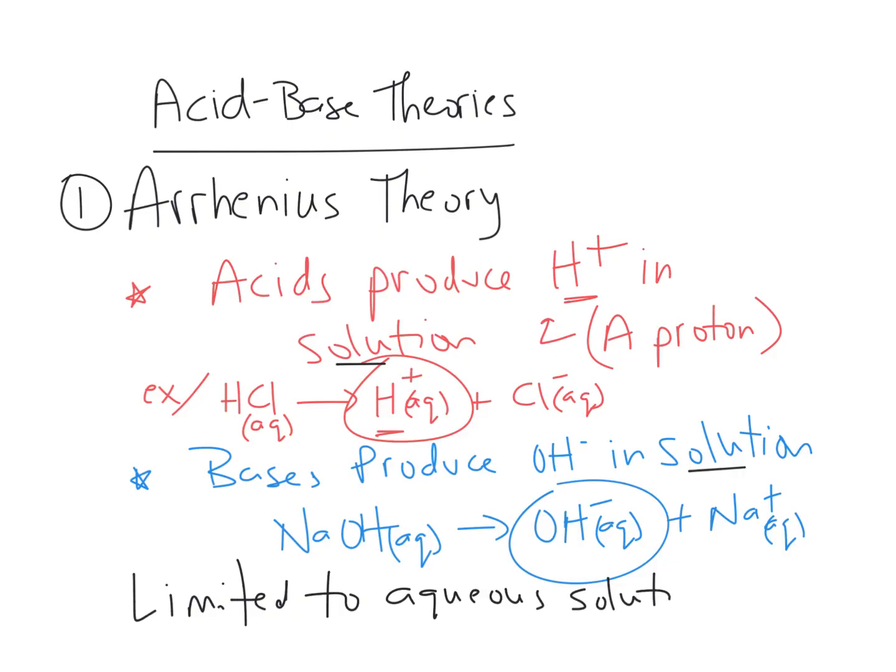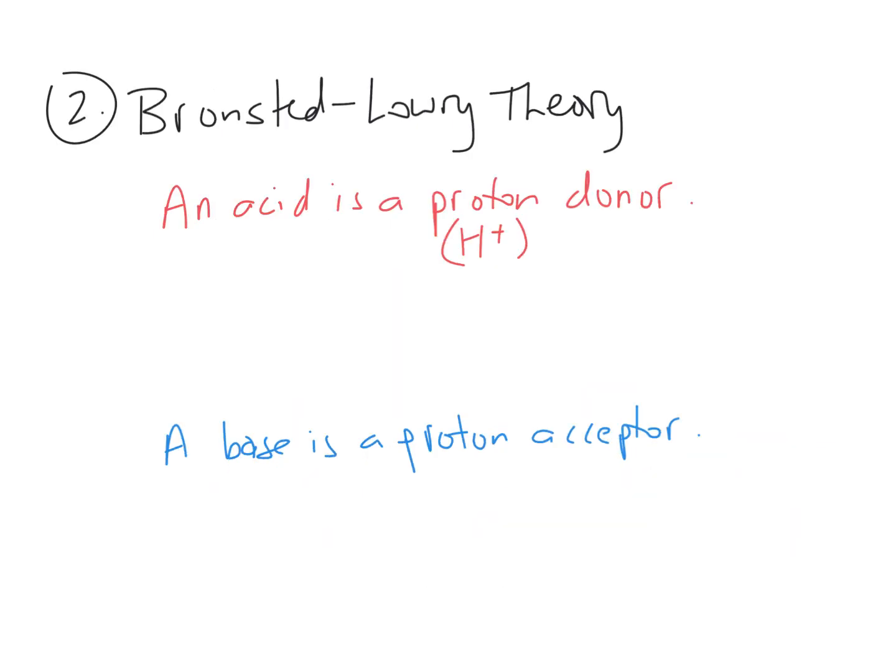And we'll discuss then why Bronsted-Lowry theory essentially takes over as a better and more universal theory of acid and base. But Arrhenius theory is very useful. Okay, the second acid-base theory is called Bronsted-Lowry theory.